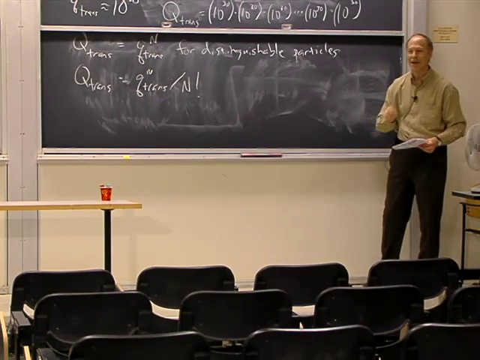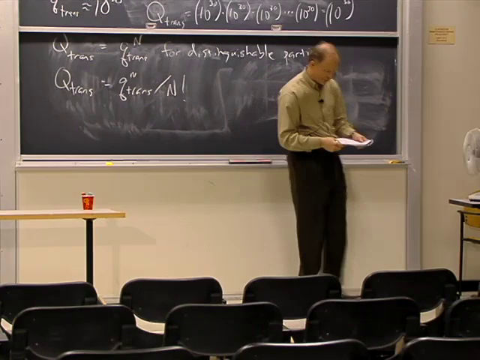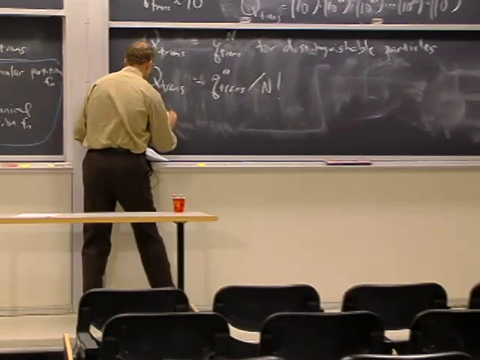Okay? Now, finally, I just want to introduce a handy approximation to n factorial that's going to turn out to be very useful again and again. And that's called Stirling's approximation.